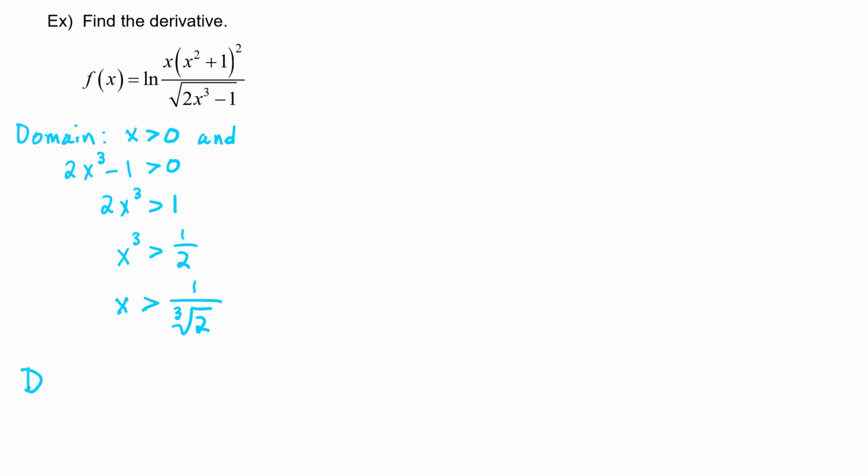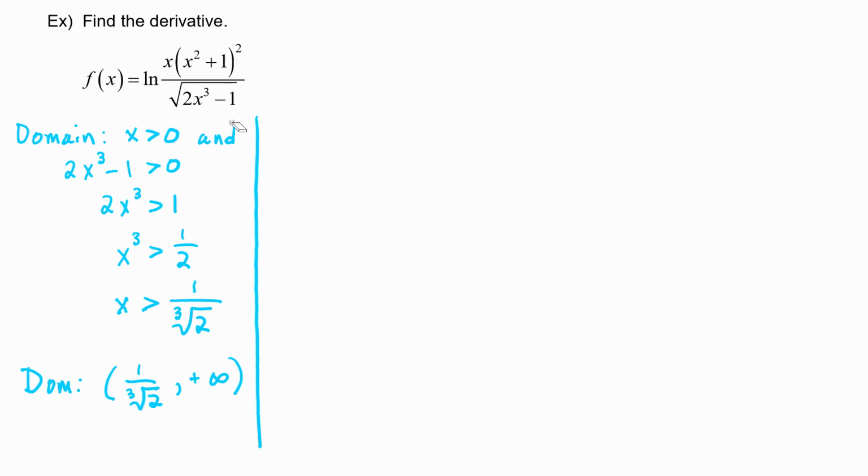So then our domain is going to be the combination of x greater than 0 and x greater than 1 over the cube root of 2, which means our domain will be from 1 over the cube root of 2 to positive infinity. And those will be the x values that we are allowed to plug into this function.